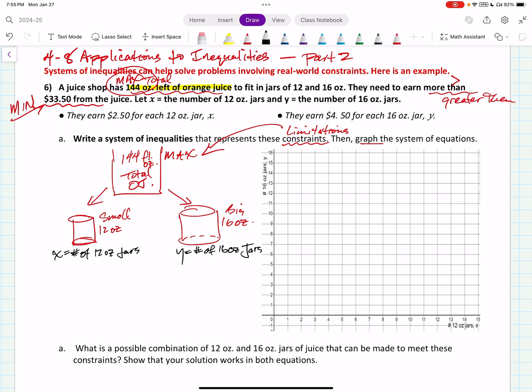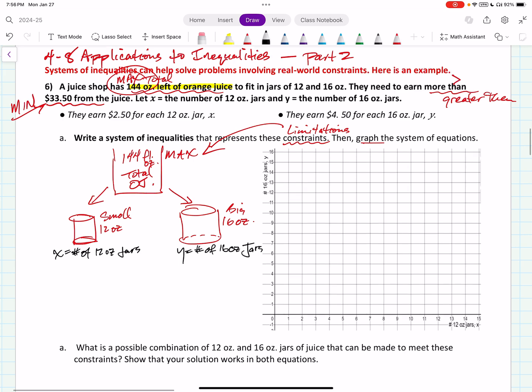With two unknowns, two variables, you usually need two equations or inequalities. So let's talk about how we use this 144 ounces first. If we sell one 12-ounce jar, we're going to use 12 ounces of the total 144. If we sell two small 12-ounce jars, we're going to use 24 ounces. 2 times 12 is 24.